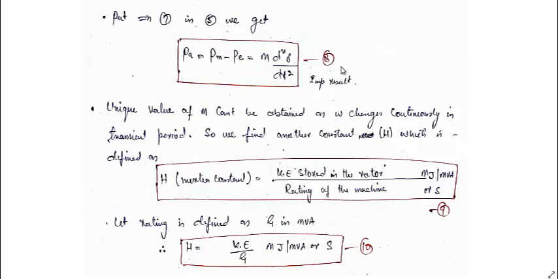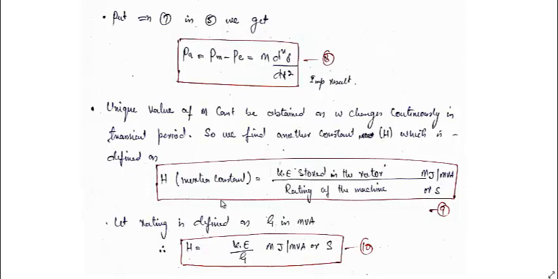But one more thing is that usually the unique value of m can't be obtained, as omega changes continuously in the transient period. In the transient period you can see this is dependent upon omega. This will change. So we find another constant h, which is known as the inertia constant, defined as the kinetic energy stored in the rotor divided by the rating of the machine. Definitely its units will be megajoules per MVA or seconds.